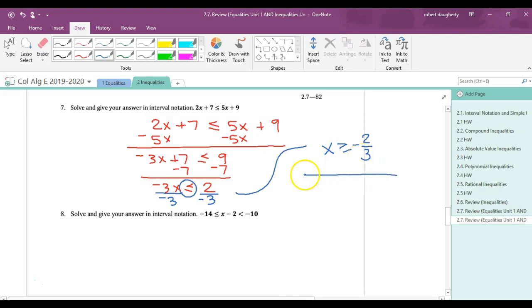So on a number line, if you had negative 2/3, greater than or equal to is a solid circle, shade to the right. This interval is negative 2/3 to infinity.